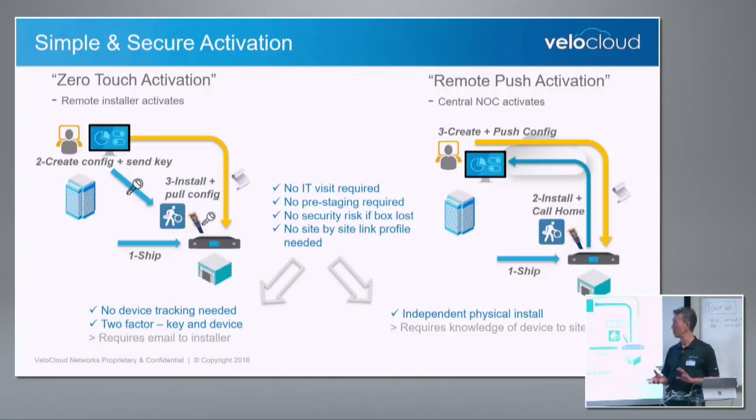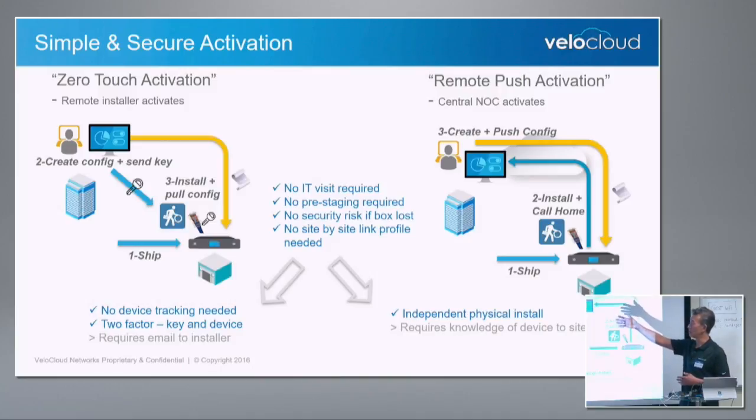The flip side is you also don't need to do any site-by-site profile. When we use the multiple links, the box will discover the individual links, the capacity, and performance, and then apply a universal policy, as opposed to programming, oh, this site has this capacity broadband, this capacity private link, and having to do a site-by-site configuration.